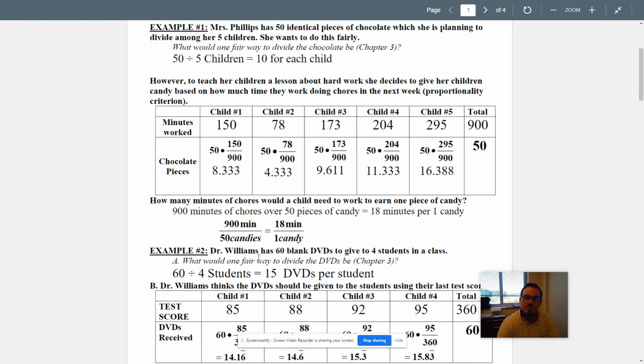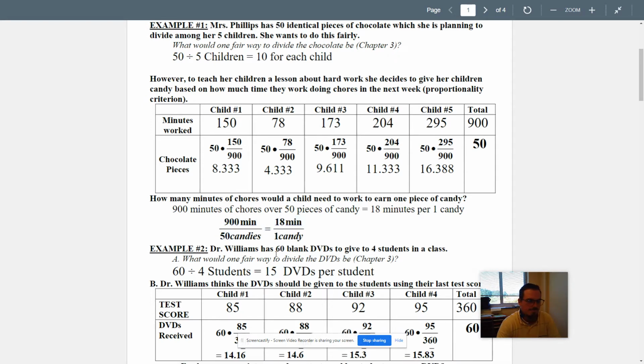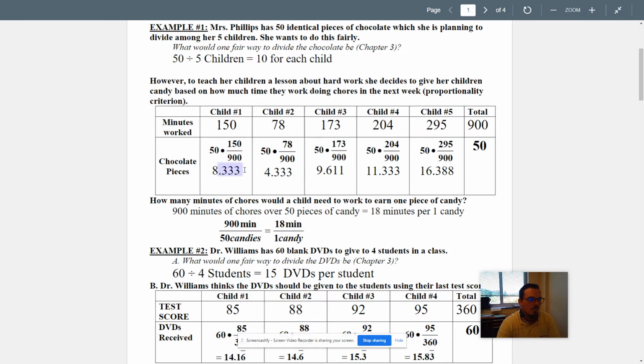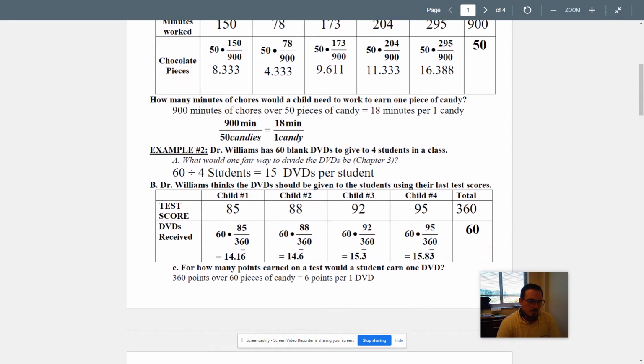What does this reduce down to? Well, 900 over 50 reduces to 18 over 1. So 18 minutes per one candy. Now, she's going to end up having to split this up a little bit. But that's how much every child that she has gets per minutes that they worked. Let's look at another example here.